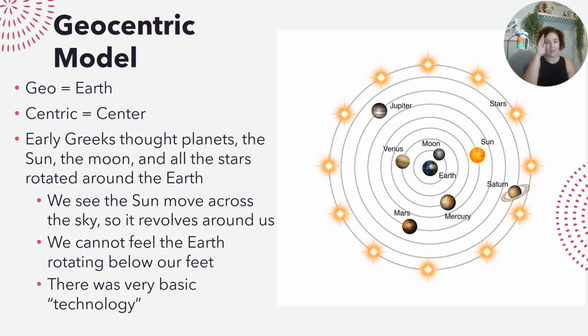Okay, and the technologies that they were using were very basic. When I say technologies, I am meaning very rudimentary or very scaled down telescopes, but it was mainly just observation. So using your actual eyes to be able to watch the sky and what's going on. Okay, so that was the geocentric model, where we were the center of the universe, because why not?